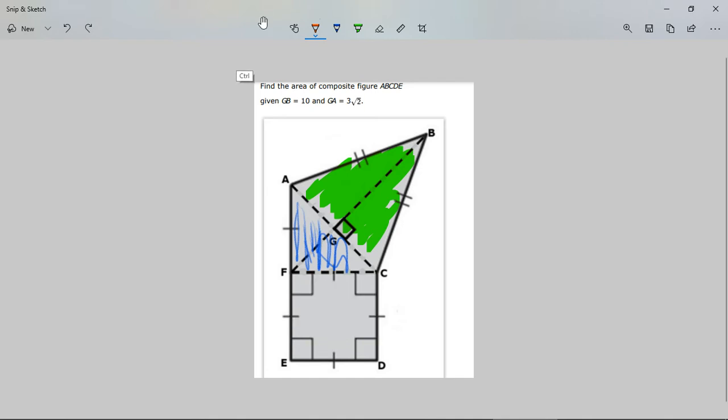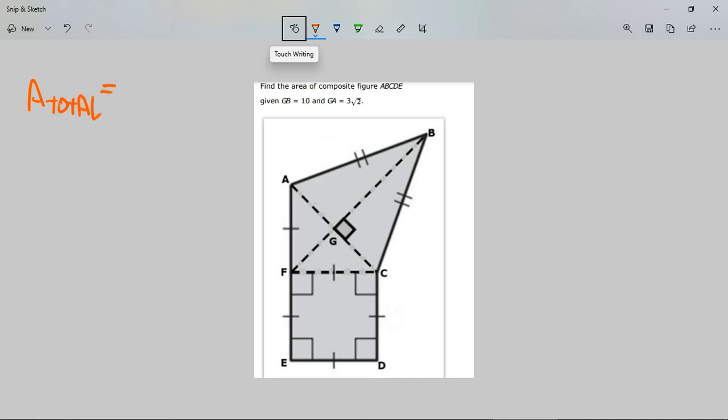So your total area is equal to the area of that triangle, the little top hat up there, plus the area of that other little triangle, plus the area of the square. Okay, so first thing they say is this thing here. GB is 10. So here's G, here's B. So this piece right here is 10. And they say that GA, so from here to here, is 3 root 2.